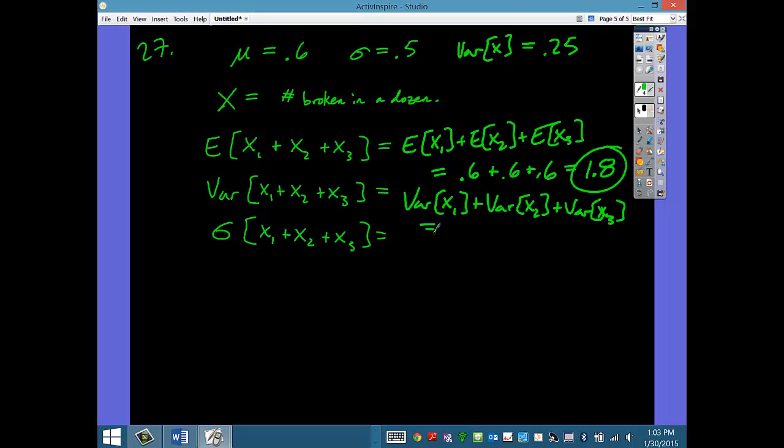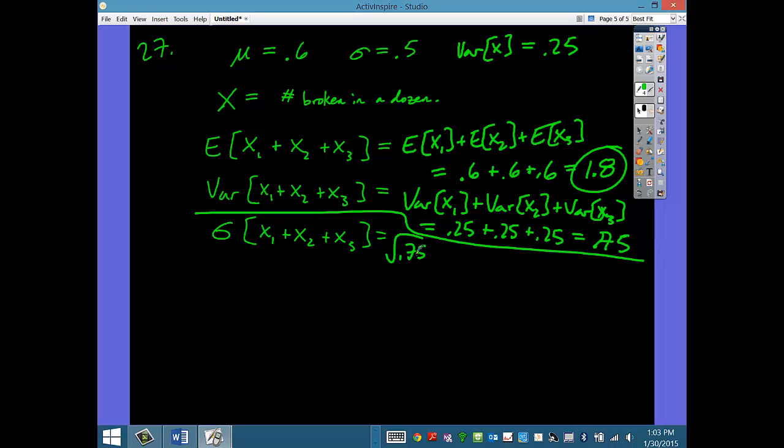So we wind up with 0.25 plus 0.25 plus 0.25. And so that's 0.75. So to get the standard deviation, we would simply take the square root of the variance. So this would just be the square root of 0.75, which is approximately 0.866.